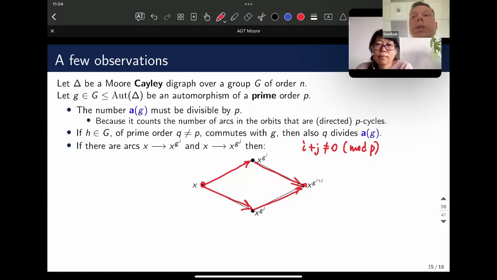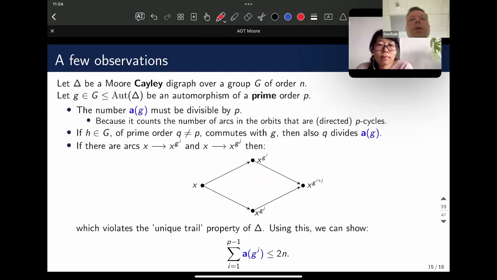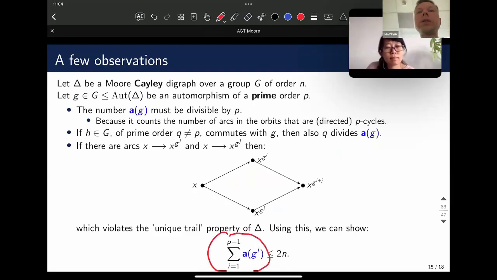And now we can use this simple observation in order to count arcs. So we can show that using this observation, this sum does not exceed 2 times the number of vertices. And also, I would like to note that in this formula, G is an element of prime order P. So in this formula, all the powers of G are also elements of order P. So G to the I.